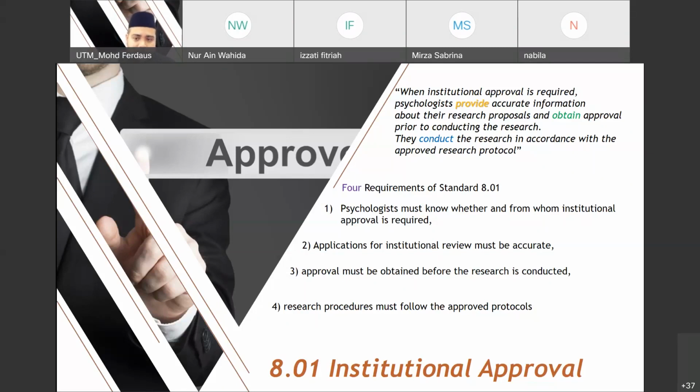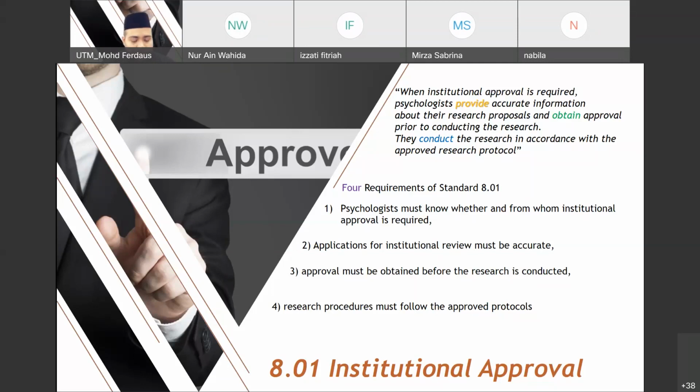Okay. The second requirement here indicates that when we apply for approval, we need to specify all research procedures that we are going to do. So it must be accurate. The third one, approval must be obtained before the research is conducted. Okay, so it cannot be backward; you cannot backdate your approval.